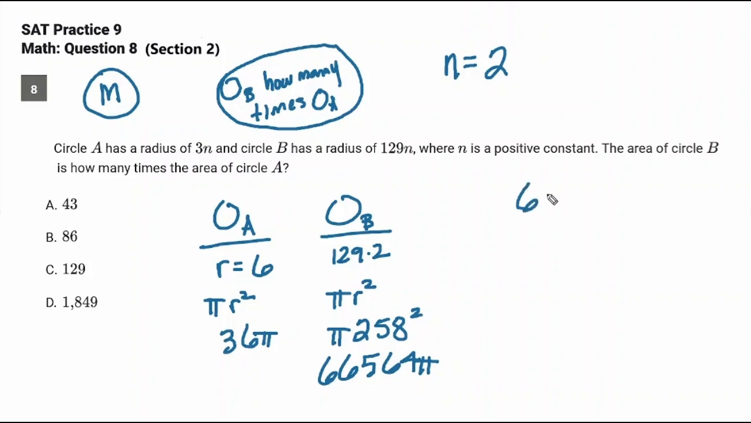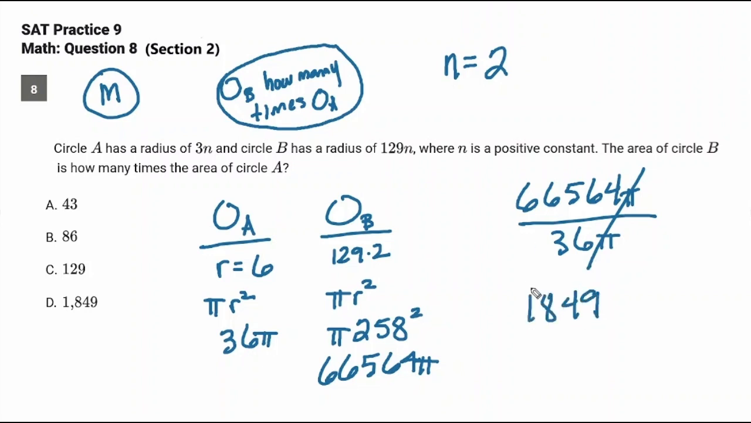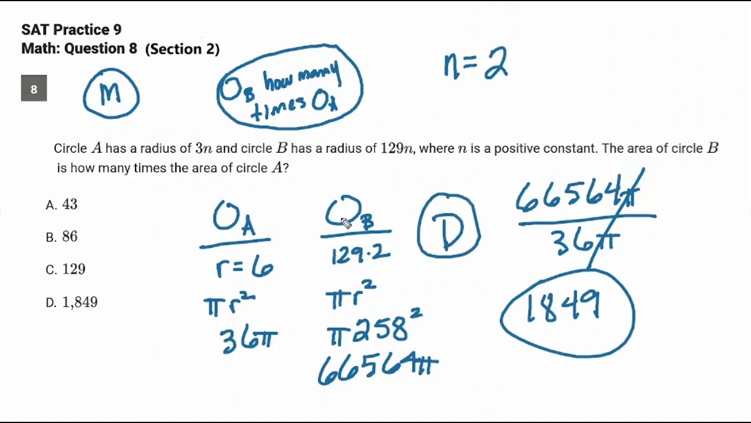Okay, so if you want to figure out how many times B is A, you're going to divide 66,564 pi by 36 pi. Pi's are going to go away. 66,564, it's already on your calculator, divided by 36. It's 1849. That's the answer, and it's D. You can get this right very quickly and efficiently if you plug in and move on.